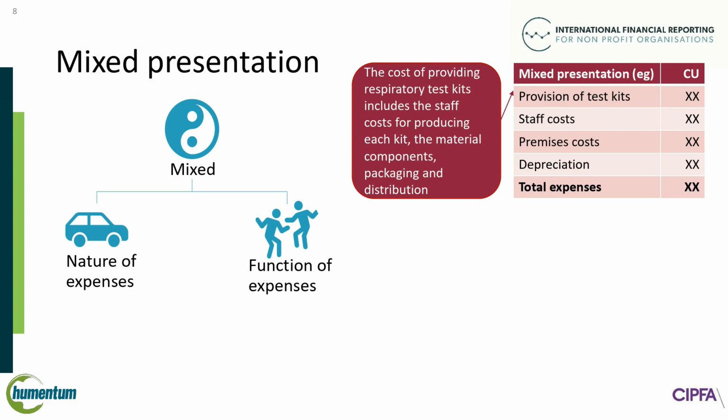The use of classification according to the functions or nature of expenses should provide the information that is most relevant and reliable to the users of the NPO's financial statements. A narrative explanation is provided to describe the material expense types of each of the activities in the functional element of the presentation.